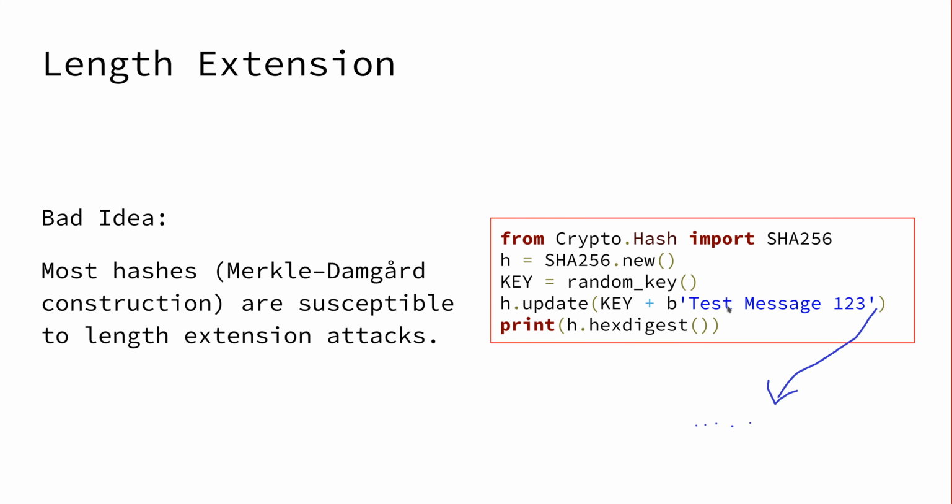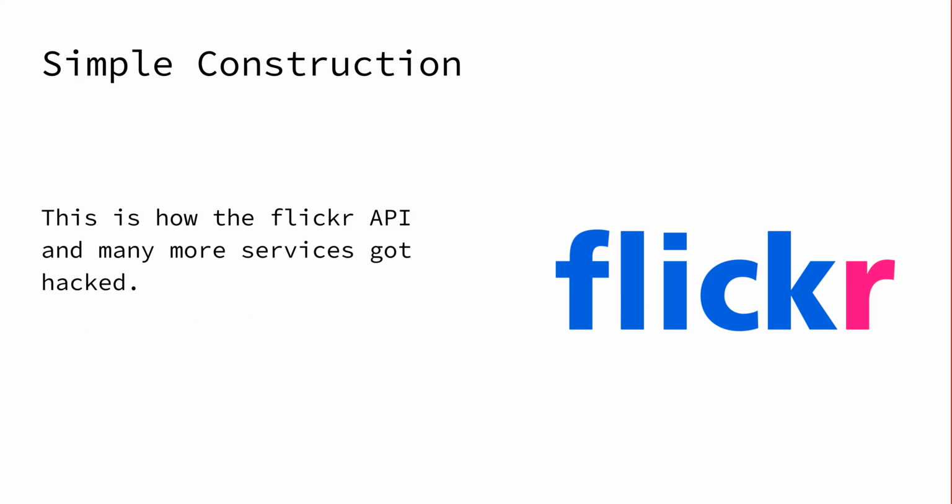He doesn't even need to know what this message is, he can just append new information to it, which is bad, as Flickr can probably tell you, because Flickr, as a photo service, was among many services that were susceptible to length extension attack in their API, which led to you being able to forge API keys and then just access other people's data.